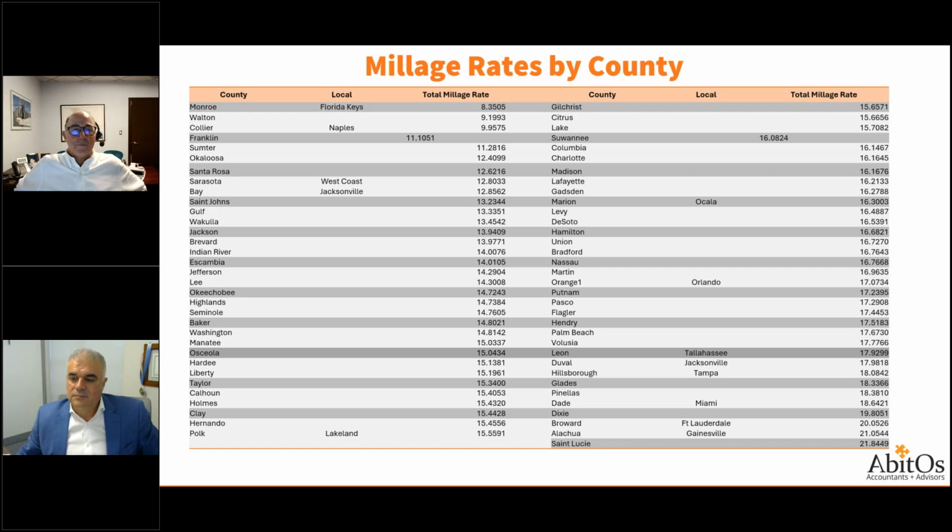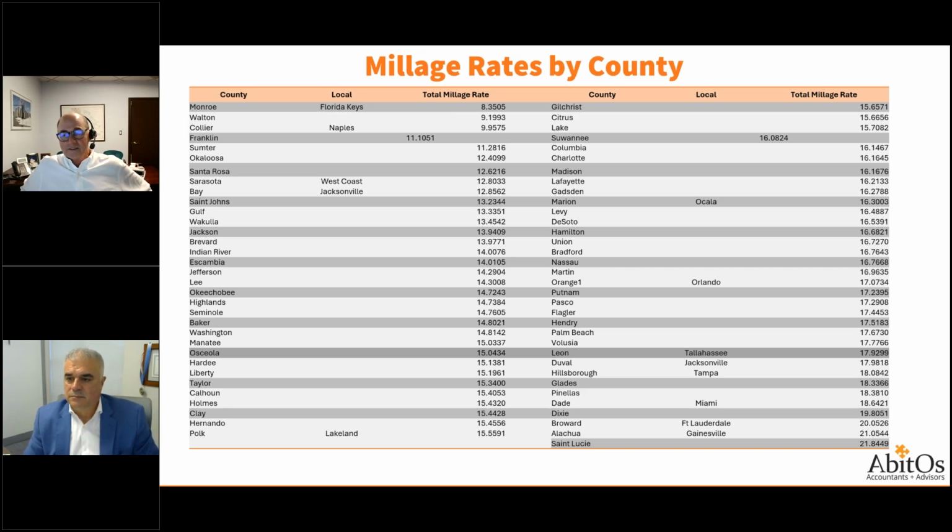So if you're thinking of buying property, starting a business, and the real estate is a substantial investment, you may want to think about and consider where the real estate taxes, the millage rates, the tax rates are the lowest. Monroe County, 8.35 mills. Monroe County is the Florida Keys. Collier County is Naples on the Florida coast. Sarasota County is the west coast of Florida. Bay County is the northeastern portion of Florida, Jacksonville. Polk County, which is a very big industrial and farm town, is Lakeland in the middle of the state.